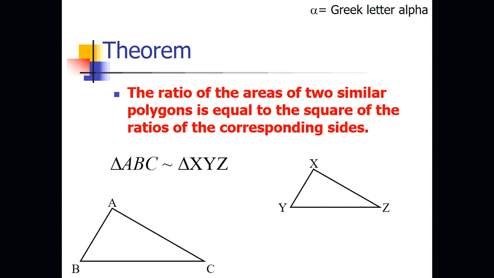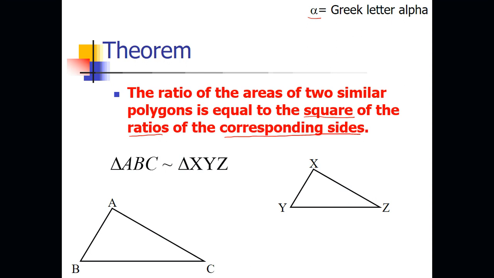This particular one's talking about the Greek letter alpha, and alpha for us means area. So whenever we see this Greek letter alpha, we read that as area. And the theorem here talks about the ratio of the areas of two similar polygons is equal to the square of the ratio of corresponding sides. So the ratio of the perimeters was equal to the ratio of the corresponding sides, but here it says I have to square the ratio of corresponding sides to get the ratio of the areas.